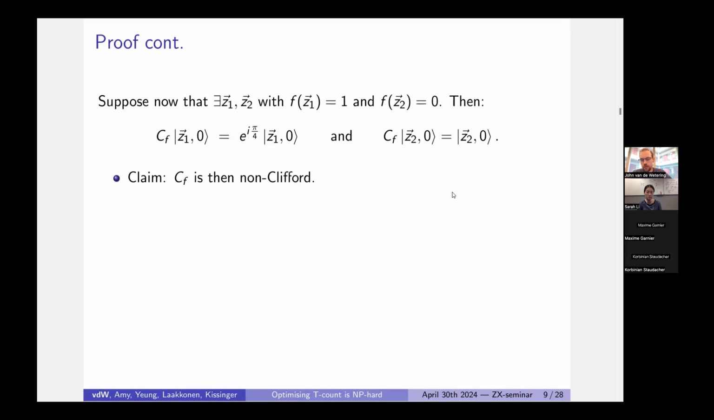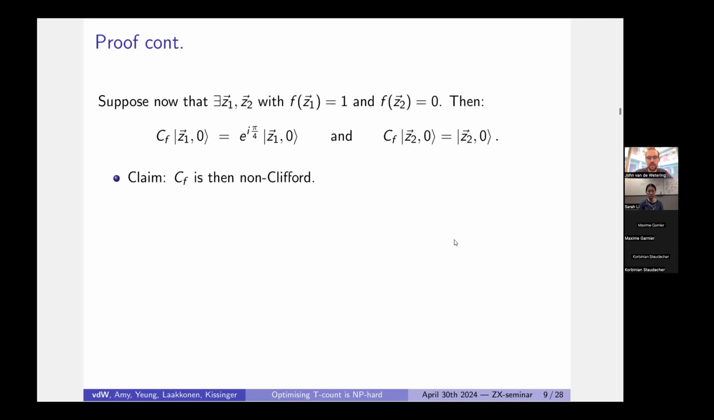Now suppose that none of these cases are the case, so that it's not always satisfiable, but it's also not always unsatisfiable. So we have a Z1 and Z2, such that f(Z1) is 1 and f(Z2) is 0. And then we can check that for these values, we get an e^{iπ/4} for one of them, and we get just the same thing there itself.